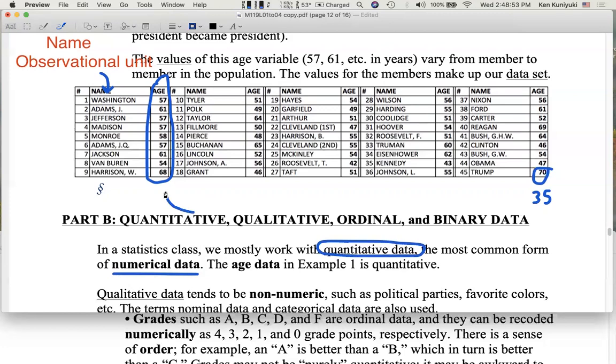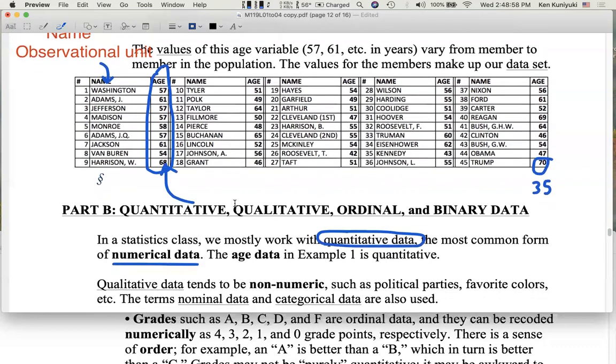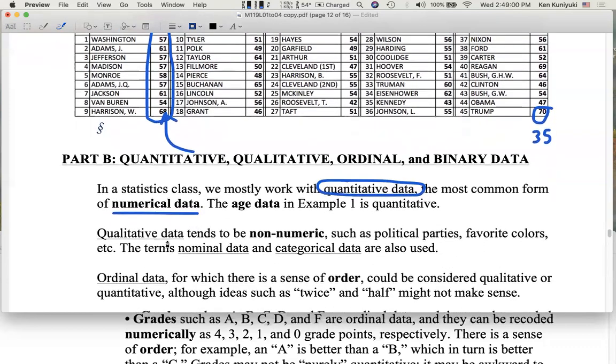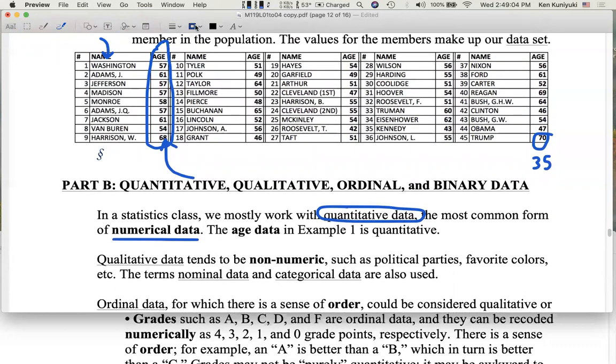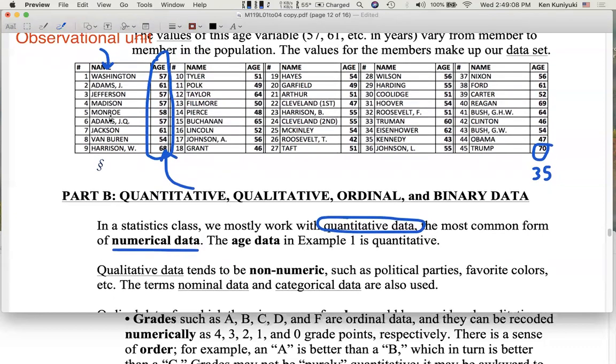So quantitative data, the ages here are an example of that. And then you have qualitative data, which tends to be non-numeric. For example, what's non-numeric here? The names, the actual presidents, the names. Qualitative data tends to be non-numeric, including things like names, the actual presidents here.